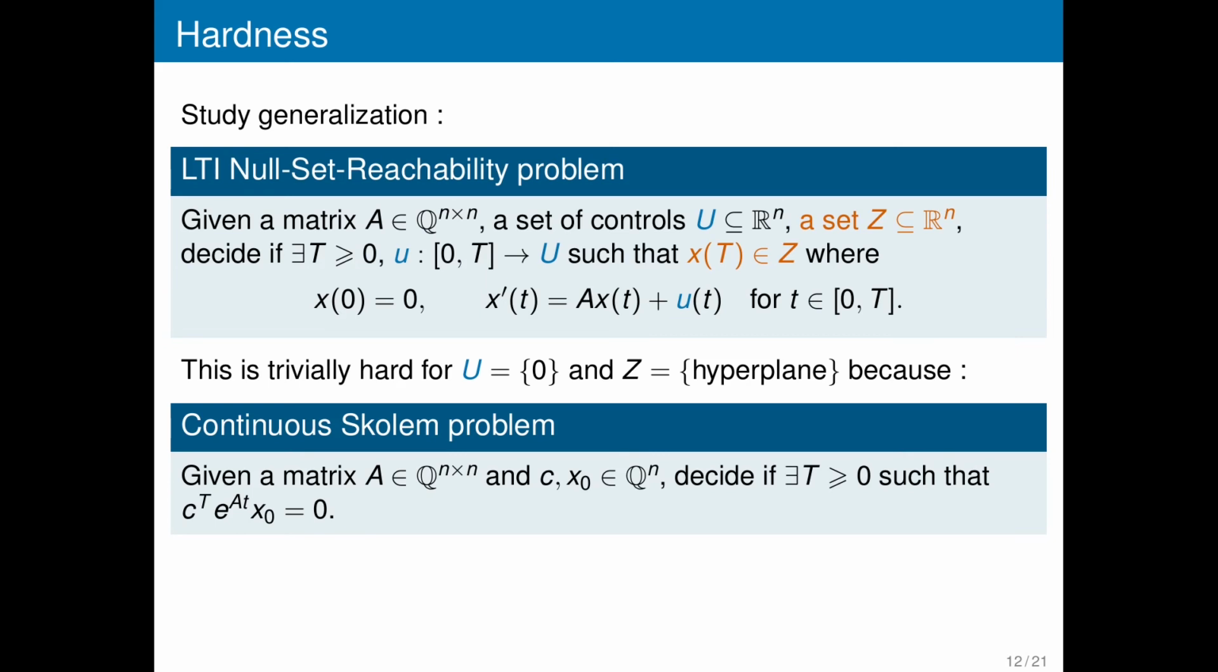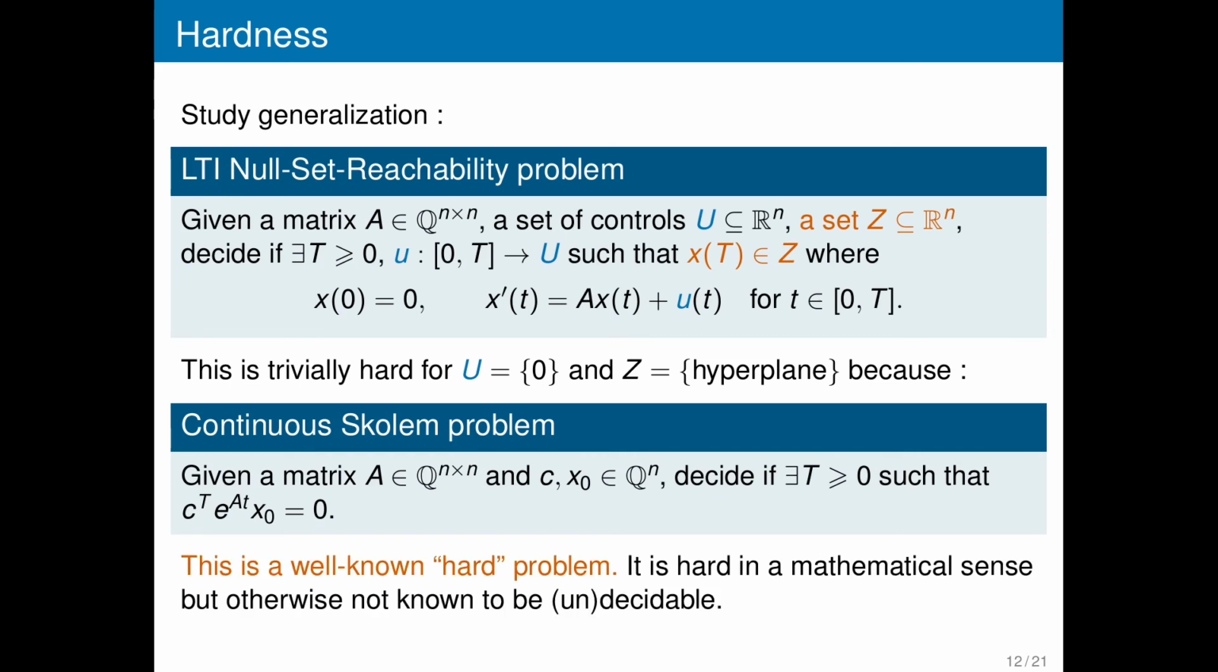This problem asks whether the orbit of a linear dynamical system given by e^{At}x0 intersects a hyperplane whose normal is in C. This problem is known to be very hard in a mathematical sense, meaning that if you can solve it, you will probably solve some difficult mathematical question. However, it is not known to be either decidable or undecidable. In fact, proving so is probably a major open problem in this area.